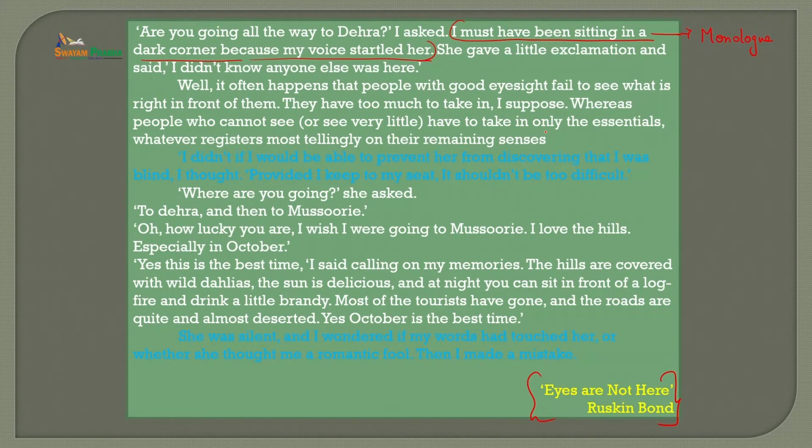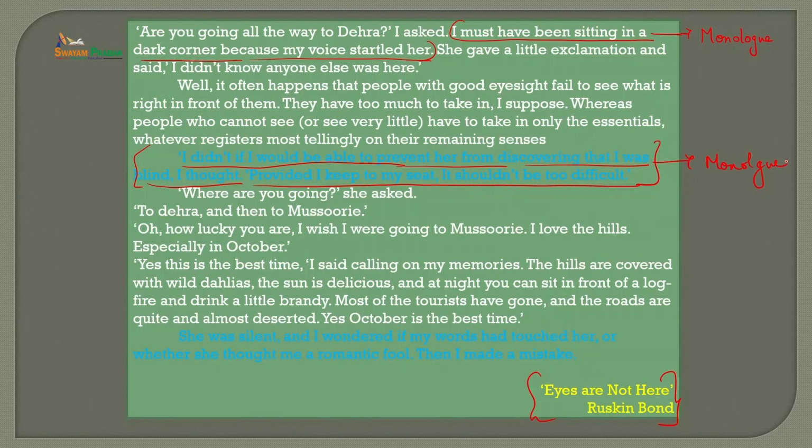Now look at this coming line. I wondered if I would be able to prevent her from discovering that I was blind, and I thought, provided I keep to my seat, it shouldn't be too difficult. So it is a live example of again monologue. Yes, it is an example of monologue.